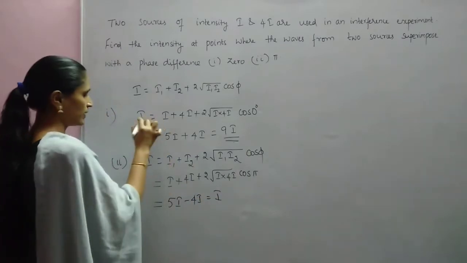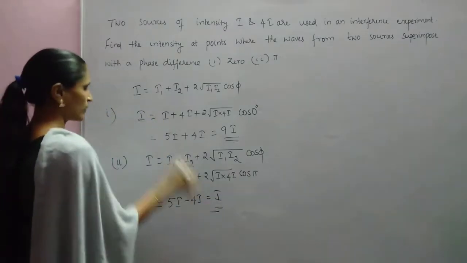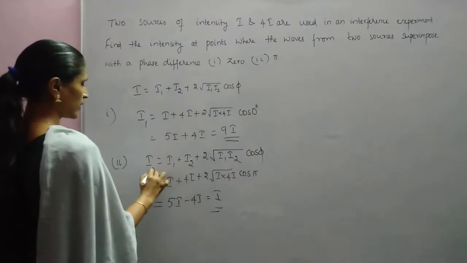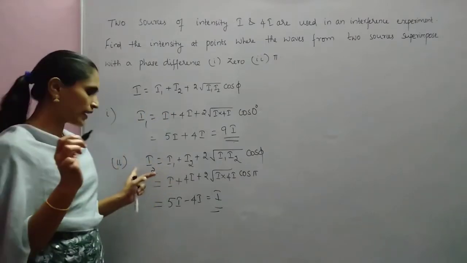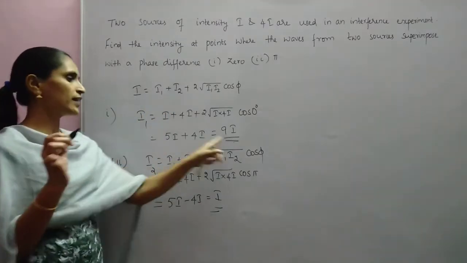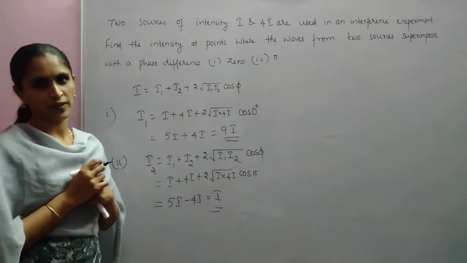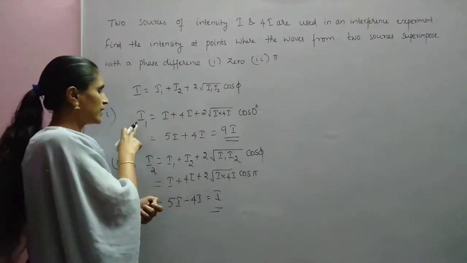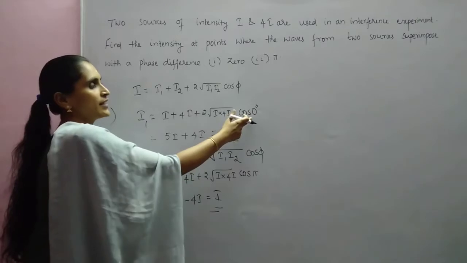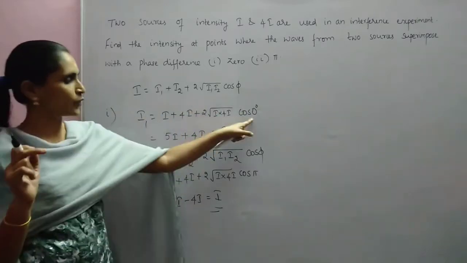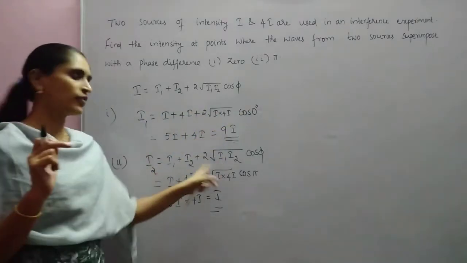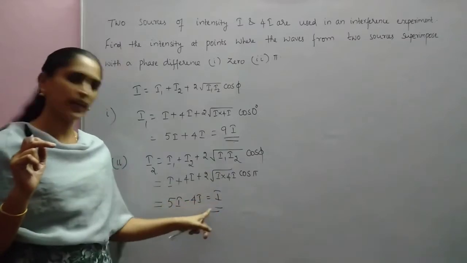So here you can write the intensity as I1, I2 like that you can mention. Otherwise you may think that I is equal to I, or here I is equal to 9I, like that you will get. So it is the intensity at that point. Intensity at the point where the phase difference between the waves is 0 degree is given by 9I, and intensity at the point where the phase difference is pi is given by I.